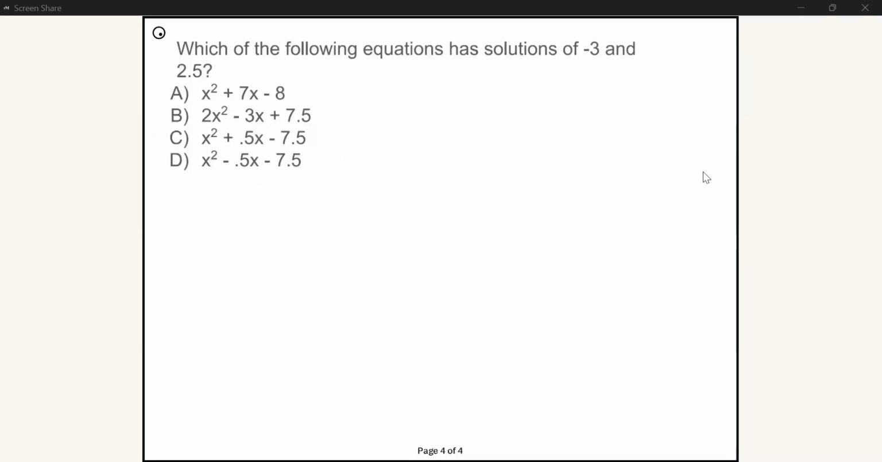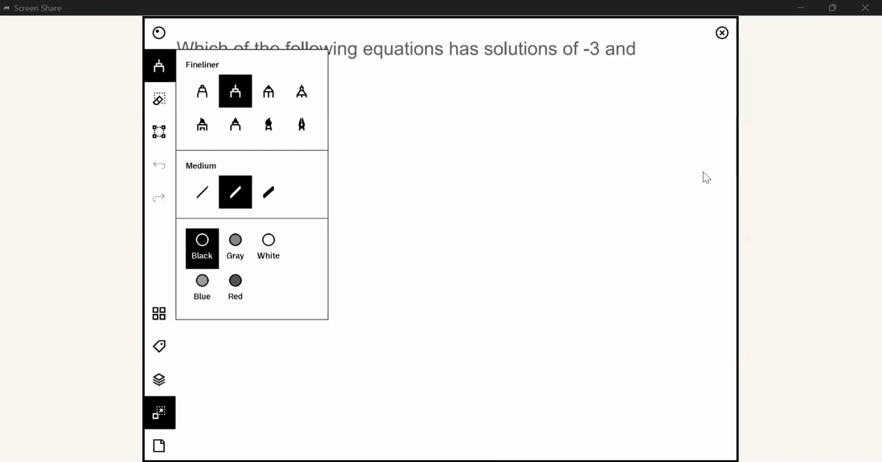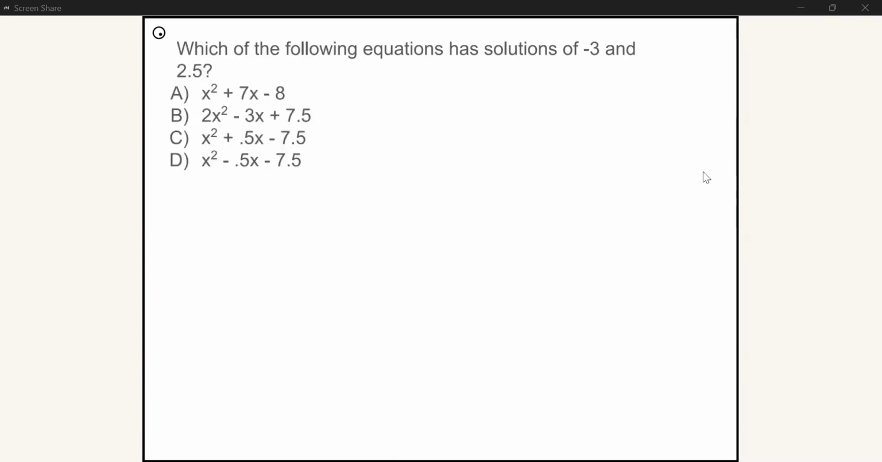Let's try this one here. Which of the following equations has solutions of -3 and 2.5? Okay. So solutions, let's make a note to ourselves, right? Solutions means x-intercepts.